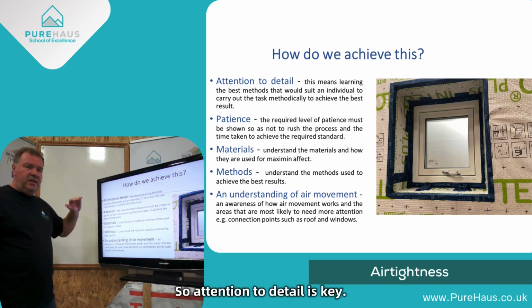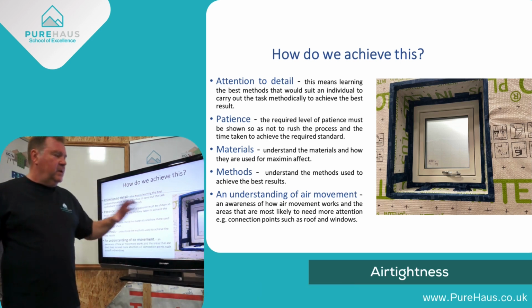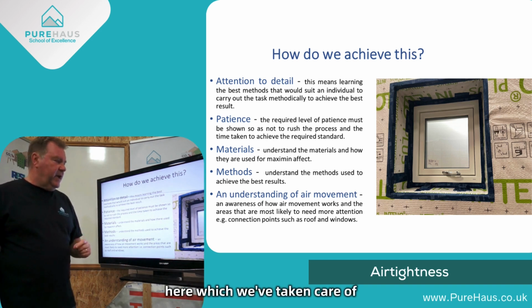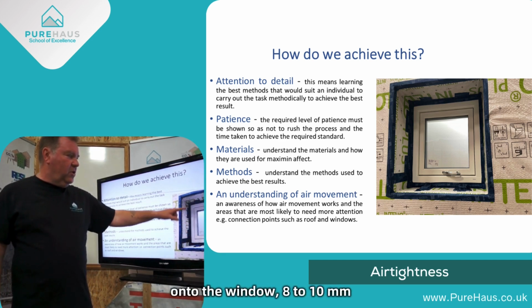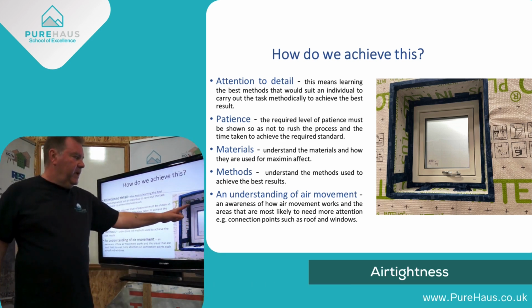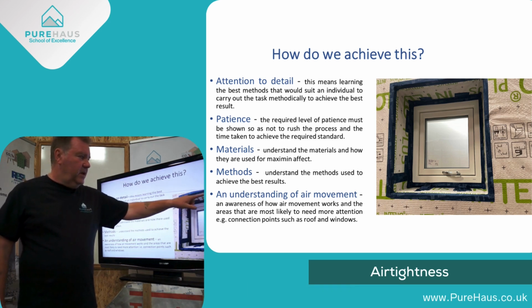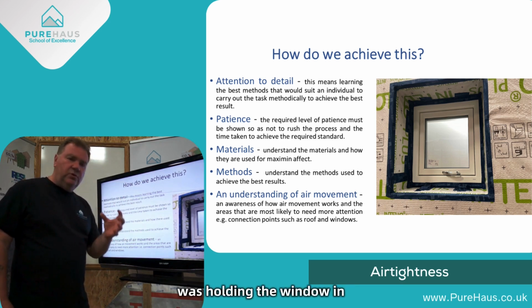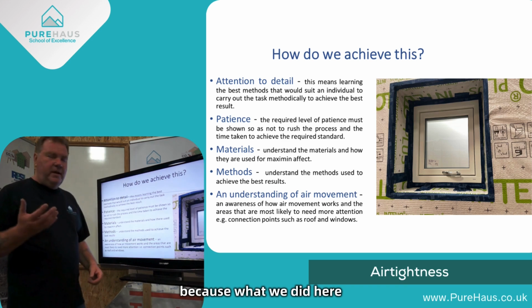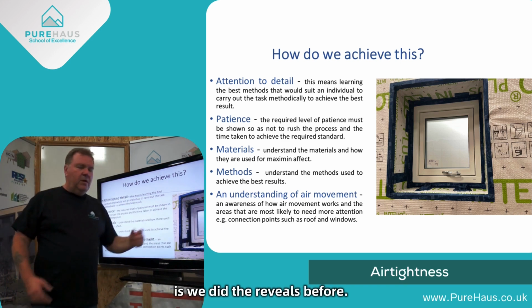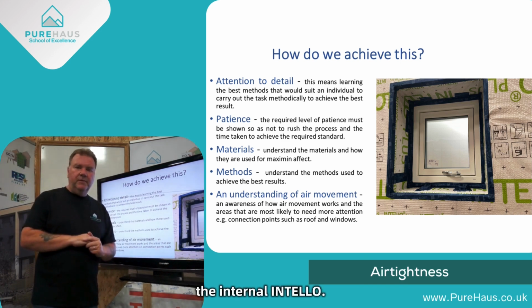So attention to detail is key. If you see on the window here, there's a number of areas which we've taken care of around the window. We've carefully gone onto the window, 8 to 10 mil, and kept it nice and square in the corners. And we've also gone over the brackets holding the window in. And also we've gone round to the outside, because what we did here is we did the reveals before, so we could get the windows in before we did the internal Intello.